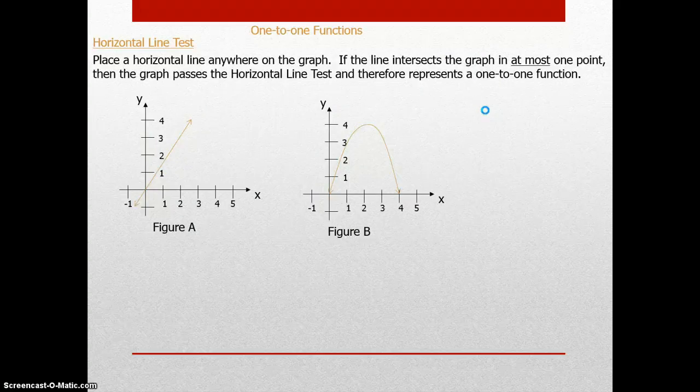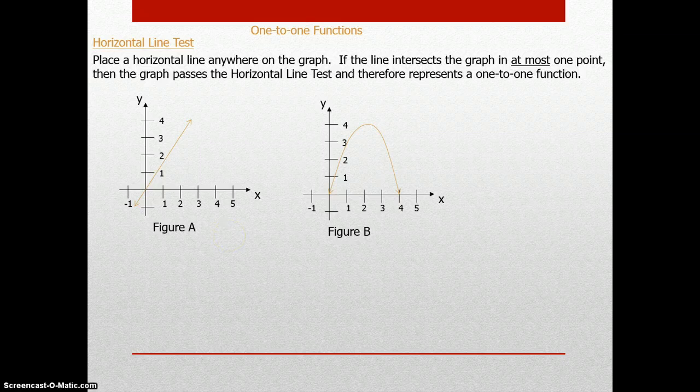Now we're going to get into something called the horizontal line test. We use a horizontal line test to tell whether functions are one-to-one. So place a horizontal line anywhere on the graph and it has to intersect at most one point. Once it passes the horizontal line test, it's a one-to-one function.